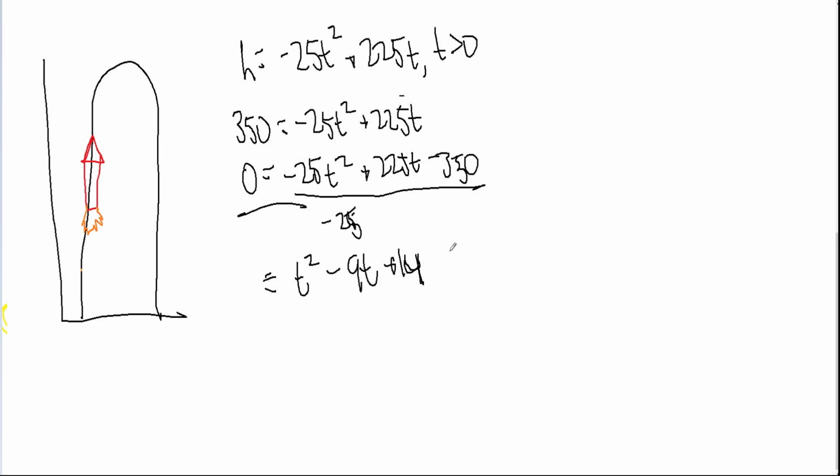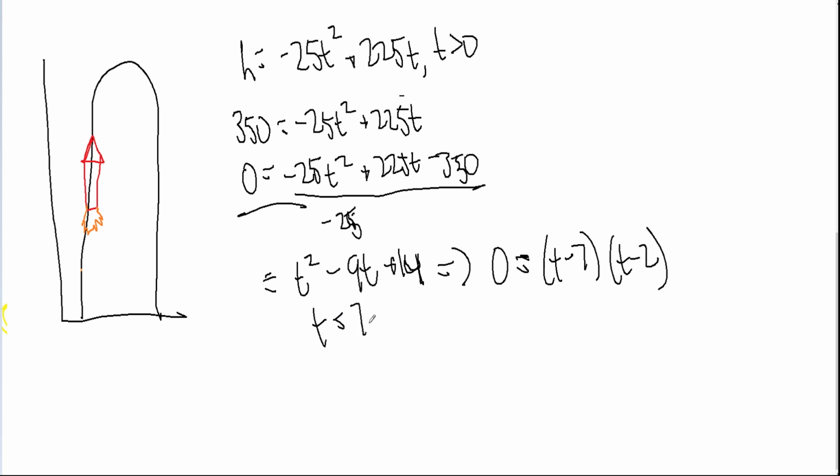And this is actually factorable, and the factors that we end up with are, so 0 is equal to t minus 7, t minus 2. And so we see that t is equal to 7 and t is equal to 2. And so those are the two times where the rocket is at 350 feet. So something like that.